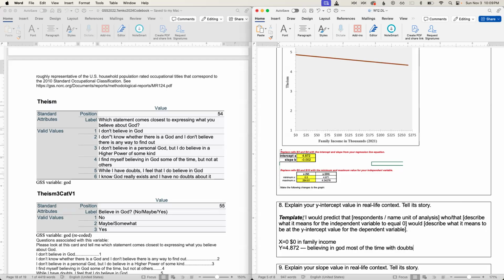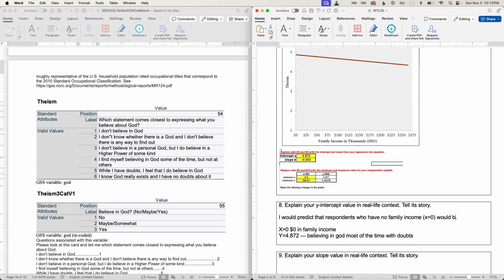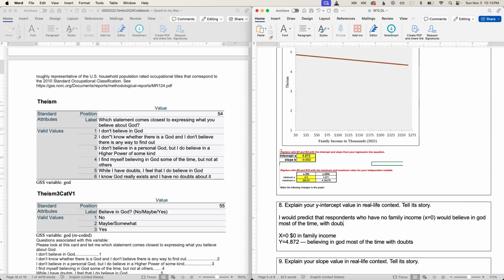Okay, so I would predict that respondents, these US adult respondents, these survey takers, who have x equals 0, have no family income, would, so that's just an easier way to say $0 in family income. It's more interpretable and accessible. And then what does this mean? Would believe in God most of the time with doubt.